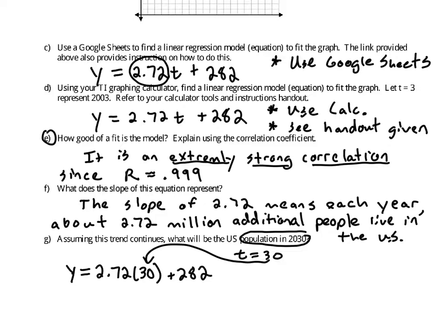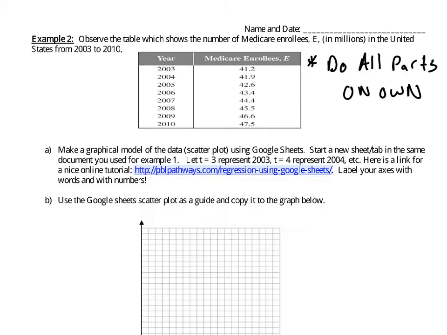So if it asks us what the population is in 2030, we're going to plug in just the value of 30 in, because remember, the whole equation and even our scatter plot were set up based on using 3, 4, 5, 6, etc. for the years as opposed to 2003, 2004. So we'll plug in 30 for the time into our equation, and we will simply multiply by 2.72 and add the additional 282 million to get us approximately 363.3 million people.